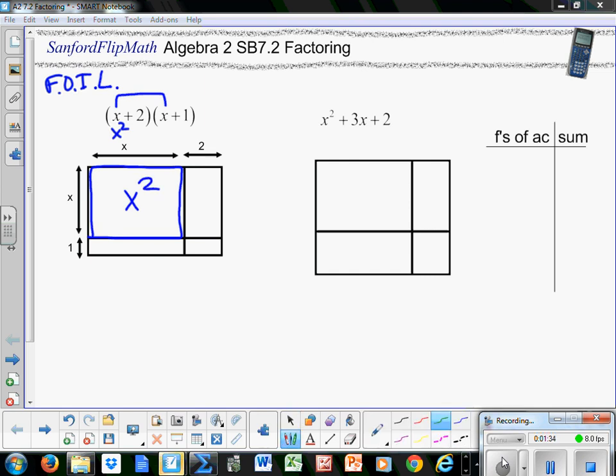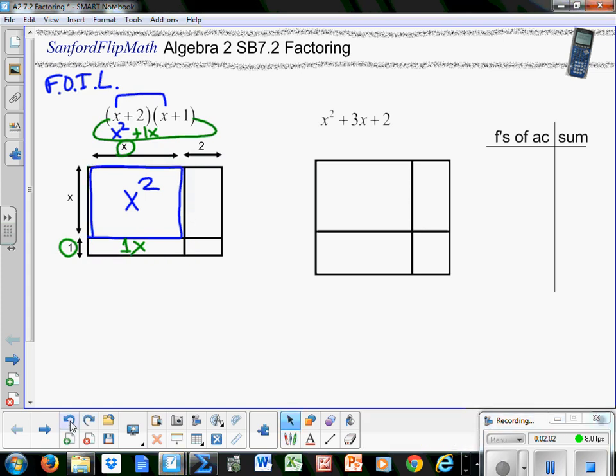Similarly, if I do outer, outer is going to be this x times this 1. And x times 1 is 1x. And that could correspond to this box. Oh, no, sorry. That was kind of silly, wasn't it? So 1 times x would be this box, 1x. And so far we've done x times x plus 1, this entire box.